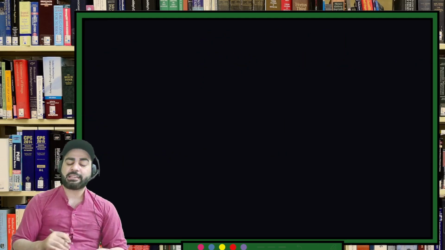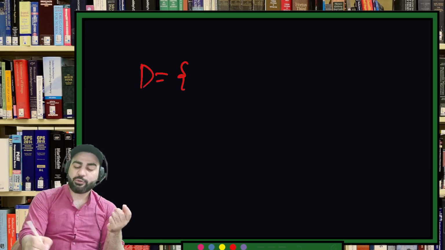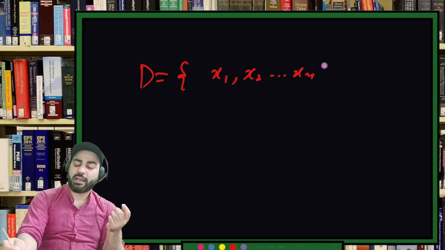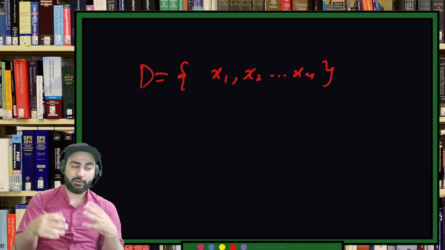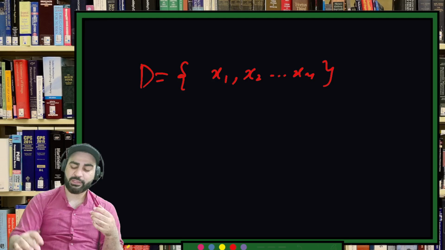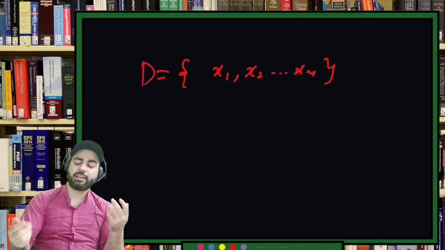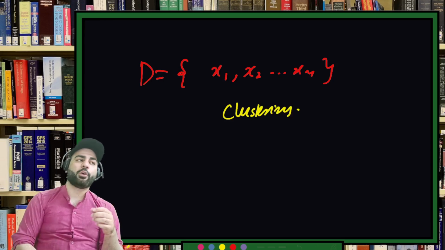Then I said there is unsupervised algorithm. In unsupervised algorithm, you have this data set in which you just have been given x1, x2 till xn. You just have been given data and no class labels are given to you. You have to find classes. Here I gave an example of classification, and here I can give an example of what's called clustering. You want to form clusters.